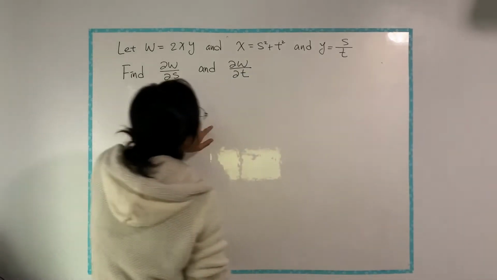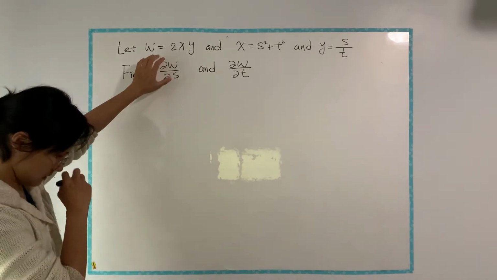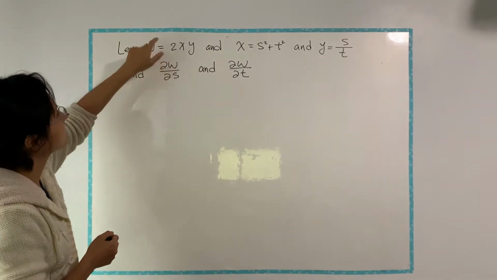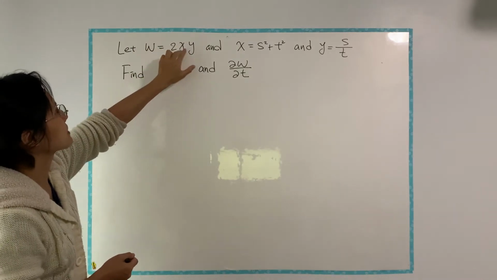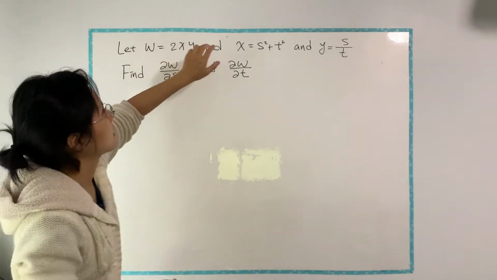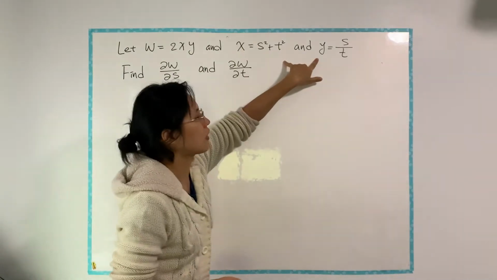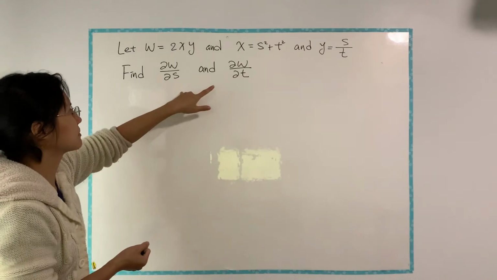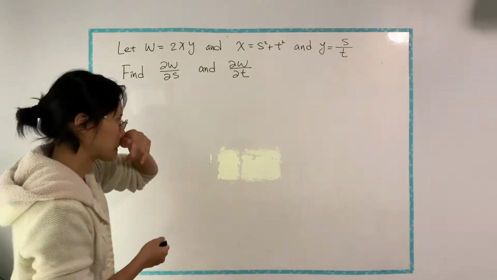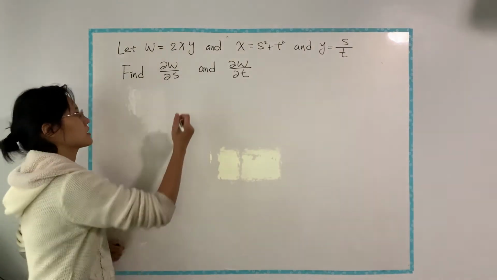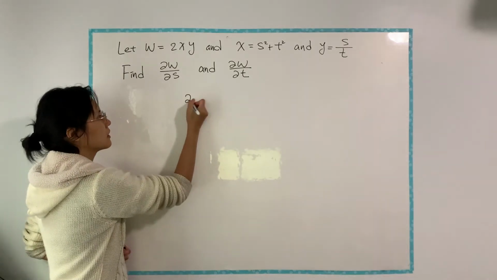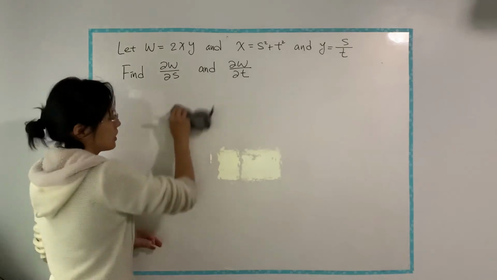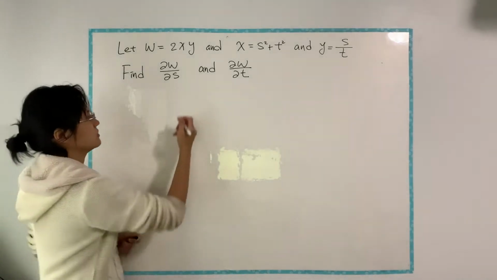Look at this example. I have a function w that has variables x and y, and both x and y are functions of s and t, and we'd like to find the partial derivatives, these guys. So let's use a diagram to help us write down the formula for the chain rule.